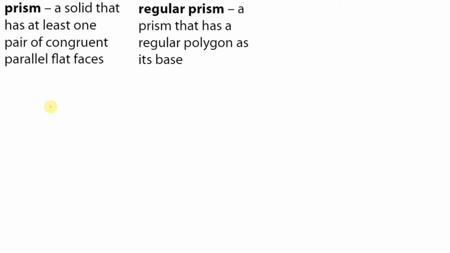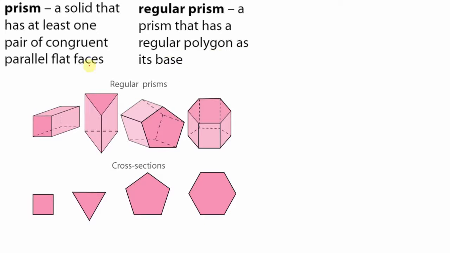So we also need to distinguish between a regular prism and an irregular prism. A regular prism is a prism that has a regular polygon as its base. So let's first explain what regular means. Polygon, we know it means many angles. Poly means many, so a polygon has many angles or many sides. So, a regular polygon as its base.